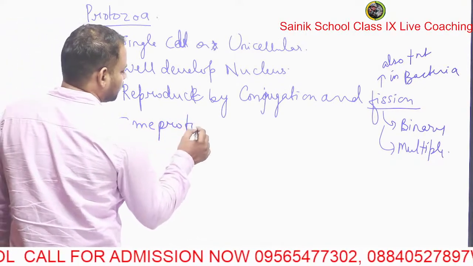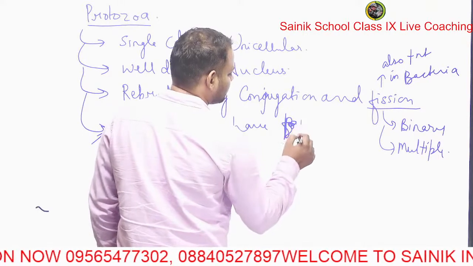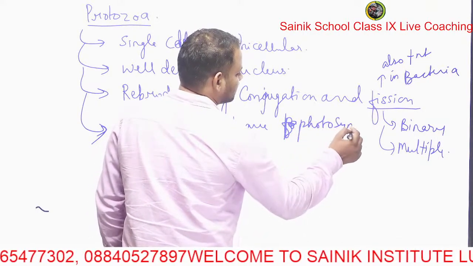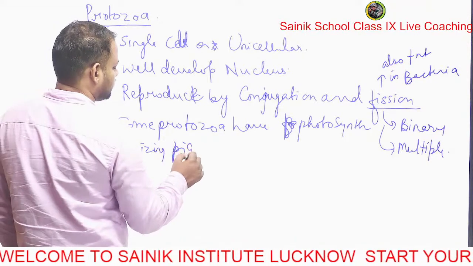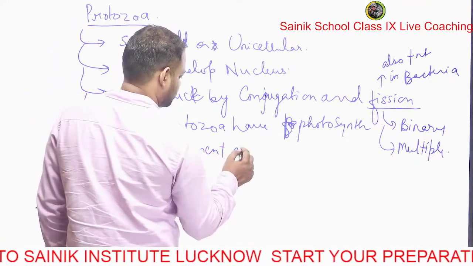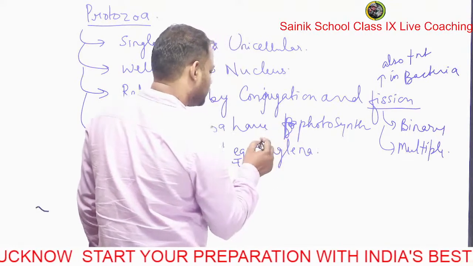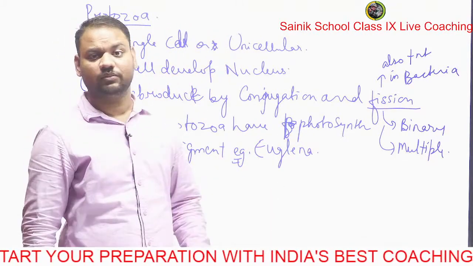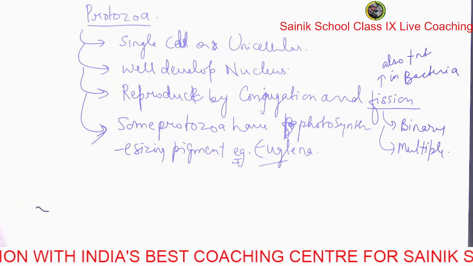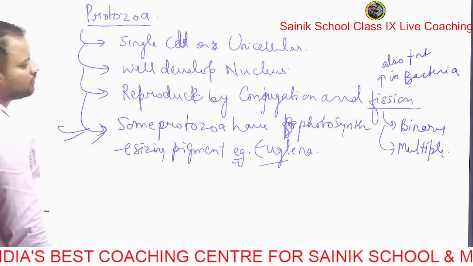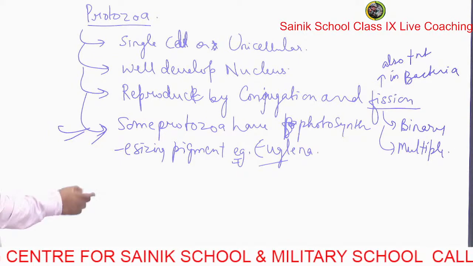Some protozoa have a food photosynthesizing pigment. Example, Euglena. This is an important example, and you should remember this, that Euglena has a pigment which helps it to make its own food. All right. This is all about the protozoa. This point is very important from the exam point of view. They may ask for the example of protozoa which contain a photosynthesizing pigment.